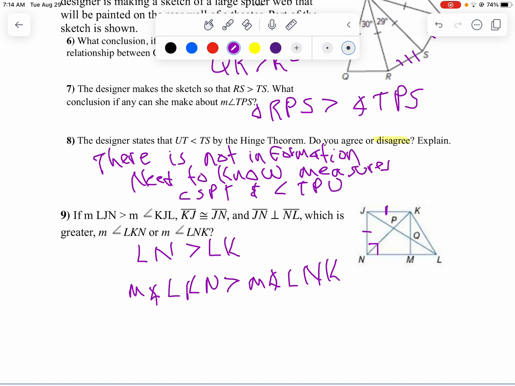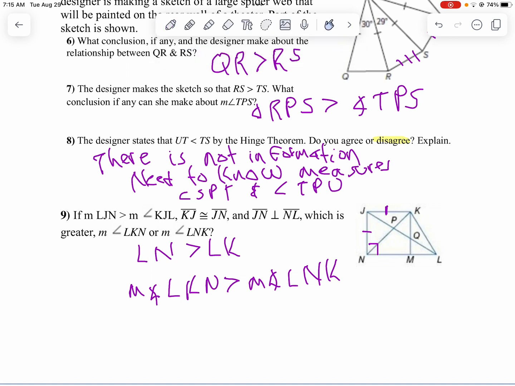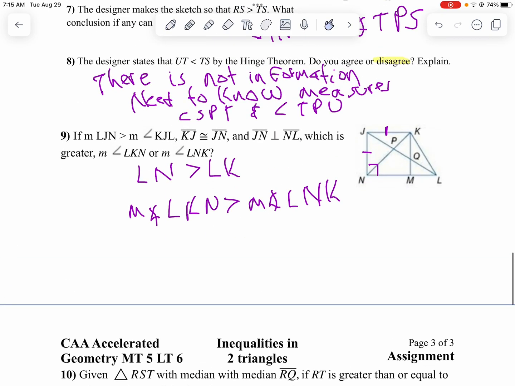And let me see. I don't remember if I have another problem on this page or it's on the next page. It's on the next page. So we'll do that in the next video.